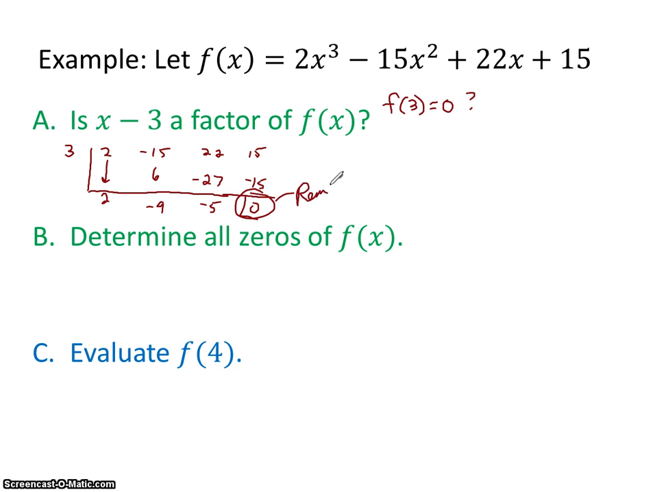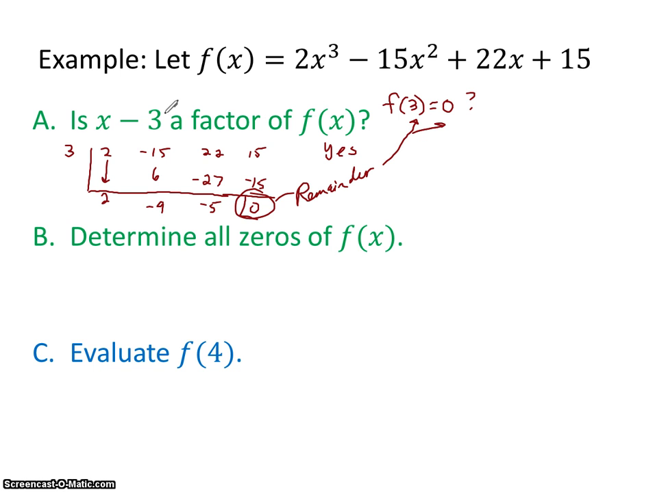So since the remainder is 0, the remainder theorem says that f of 3 is going to be 0. And since f of 3 is 0, the factor theorem says that x minus 3 is a factor. Well, that's all great, but why would we want to really do that? Well, with a polynomial with a higher order than 2, if we had a quadratic, we could just factor it. But we don't have a quadratic, we have a cubic, and we can't just factor.